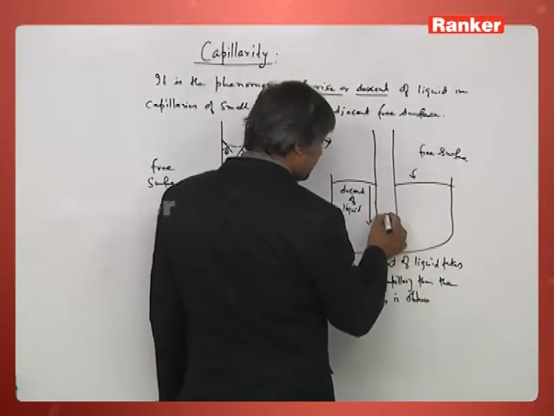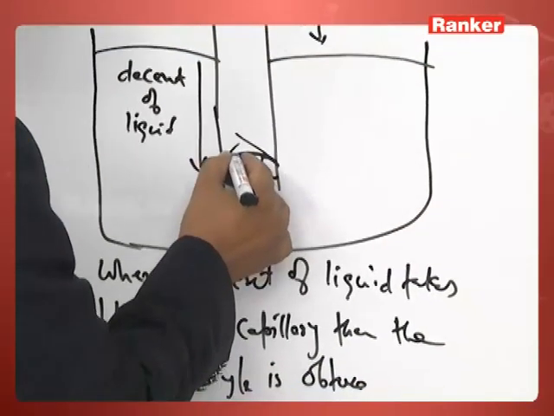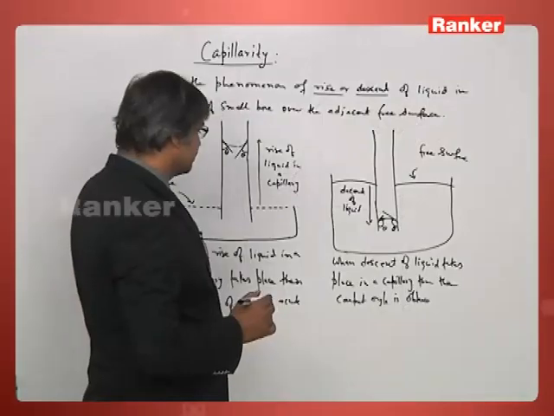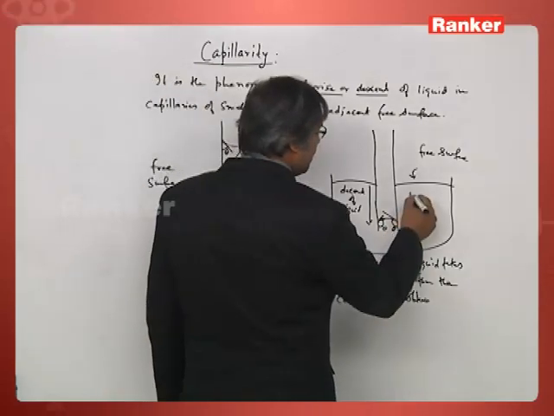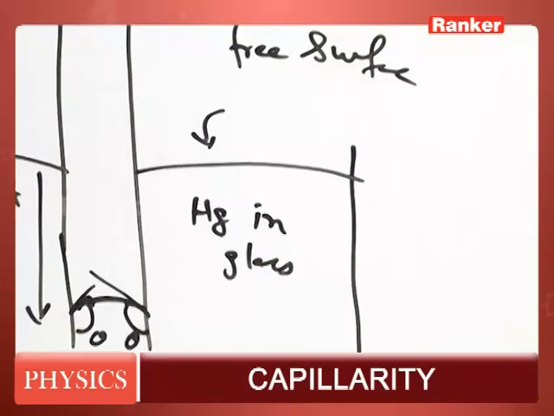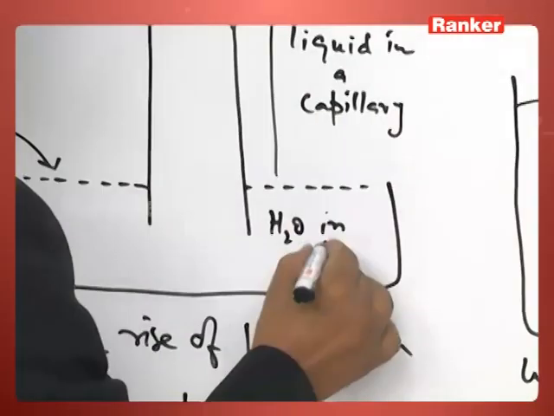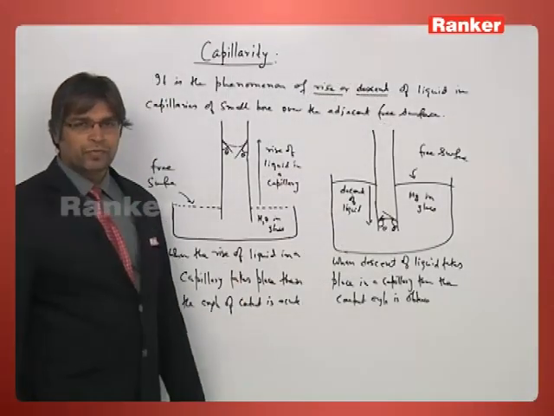So, you see this angle with this side is the contact angle, theta, and this is obtuse. Here, mercury, Hg, in glass. Here, water, H2O, in glass. So, two different examples, two different types of liquids are there.